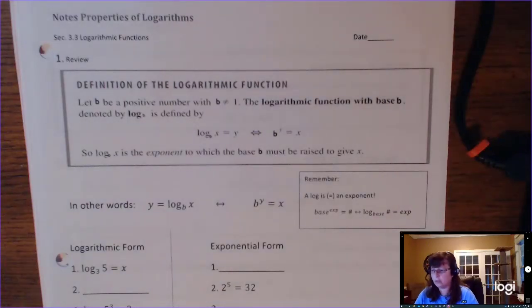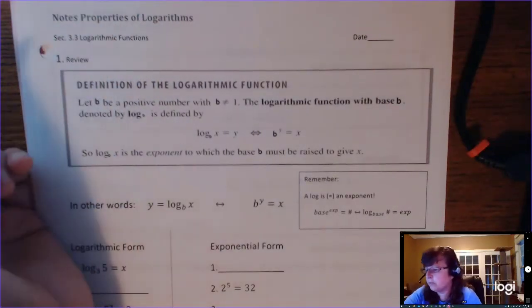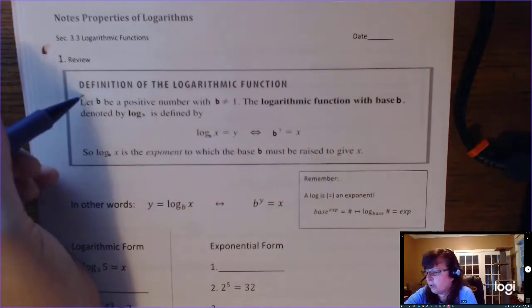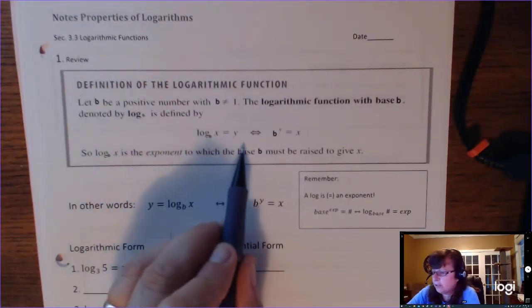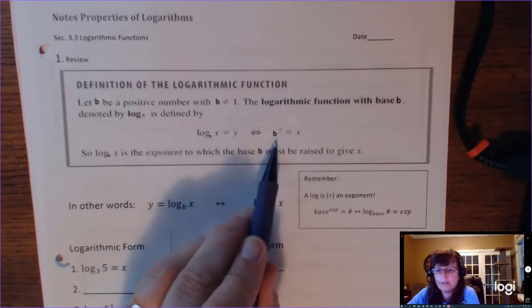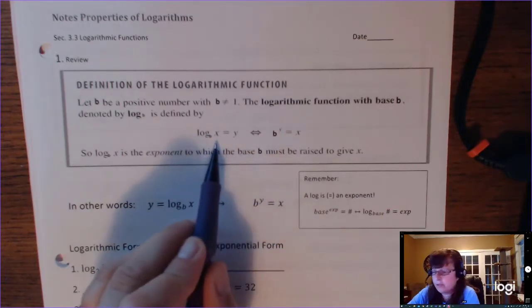This is the notes page for properties of logarithms from Unit 3, so we will start with a review. This is the third time we've talked about a log function. So a log function, this is a log form, this is exponential form. Exponential functions and log functions are inverses.